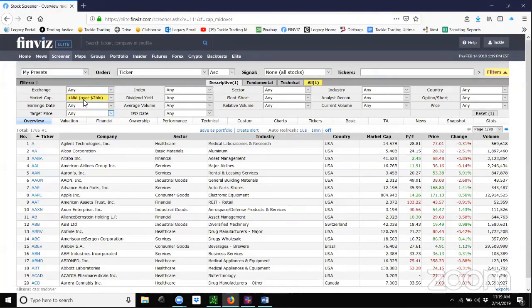Now, as you click on these in FinViz, ladies and gentlemen, you'll notice over here that it's telling you the total stocks that fit that criteria so far. Obviously our goal is to not look at 1,785 stocks. I want to get that number down to somewhere around 20, 30, maybe 50, as much as I can.